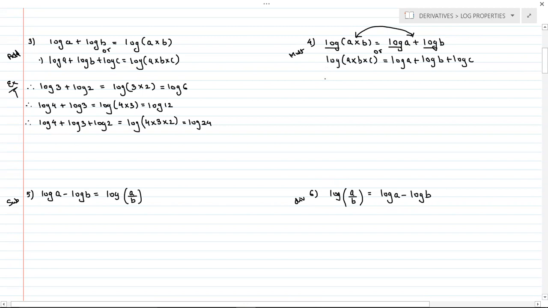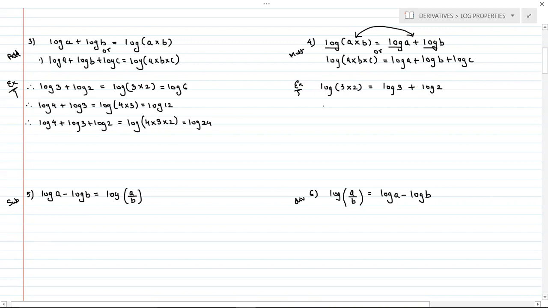So if I say log 3 into 2, okay, we'll take this example. So log 3 into 2, it can be written as log 3. Multiplication will get converted into addition, and when it is addition, it will get converted into multiplication, vice versa. So 3 into 2, when you separate this 3 and 2, this multiplication will get converted into what? Addition. So it can be written as log 3 plus log 2.